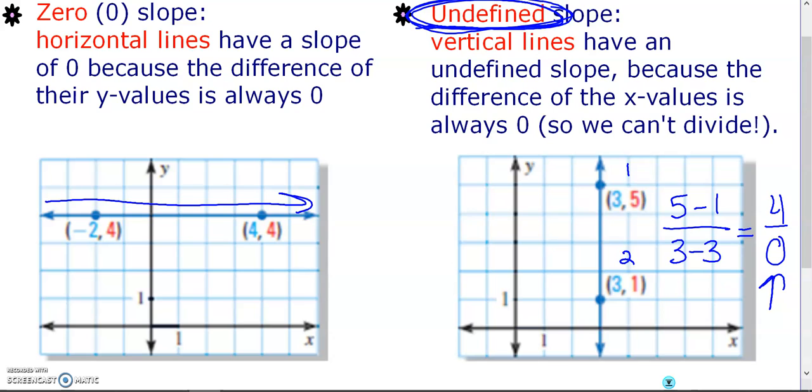Also, as we're looking at slope, notice this horizontal line is 0. It's pretty flat. The bigger the value of slope, the more steep your line is. And if your slope is small, closer to 0, then your line is fairly flat.